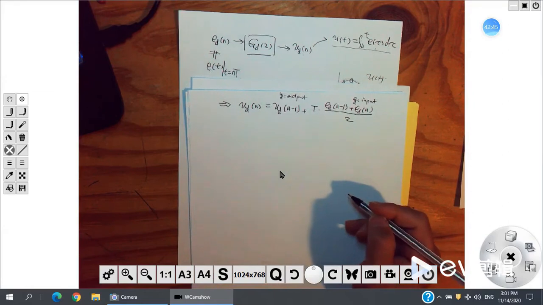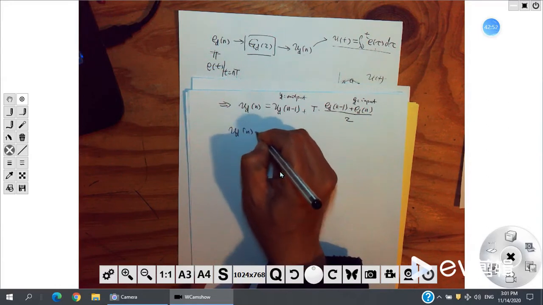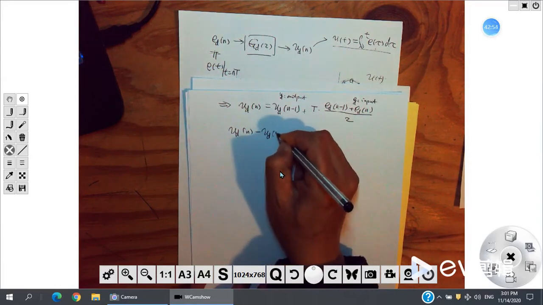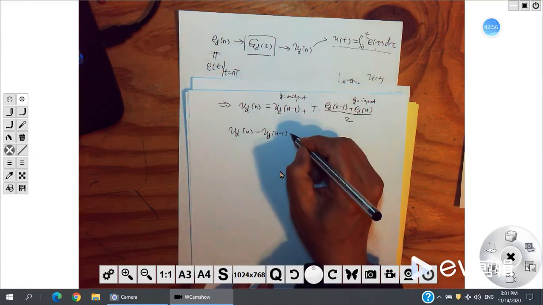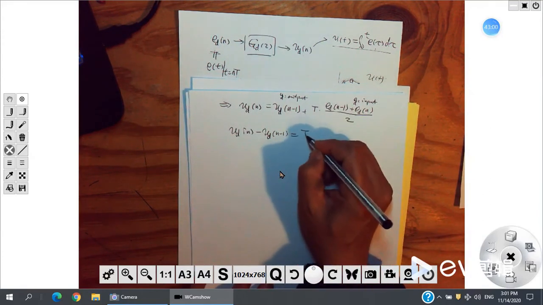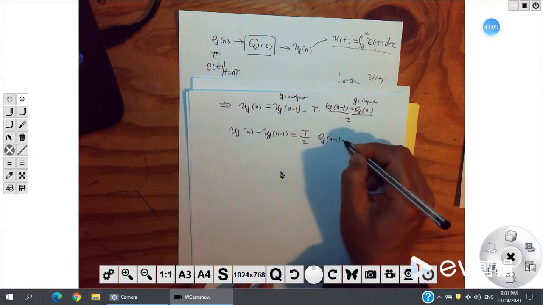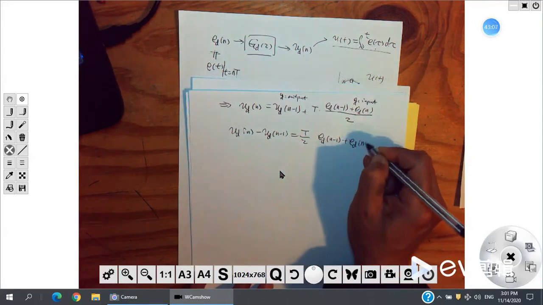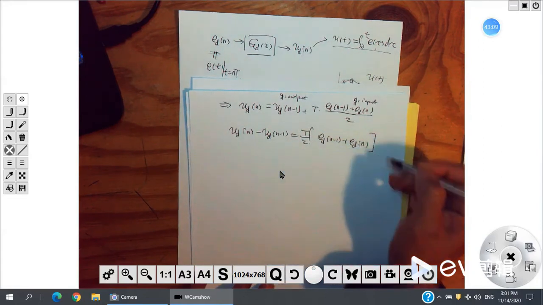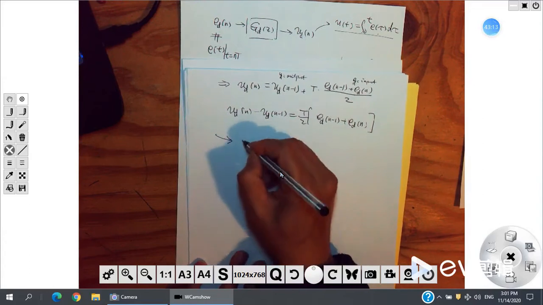And then we move the output to one side and the input to another side: t over 2 times ed of n minus 1 plus ed of n. Then we have the transfer function.